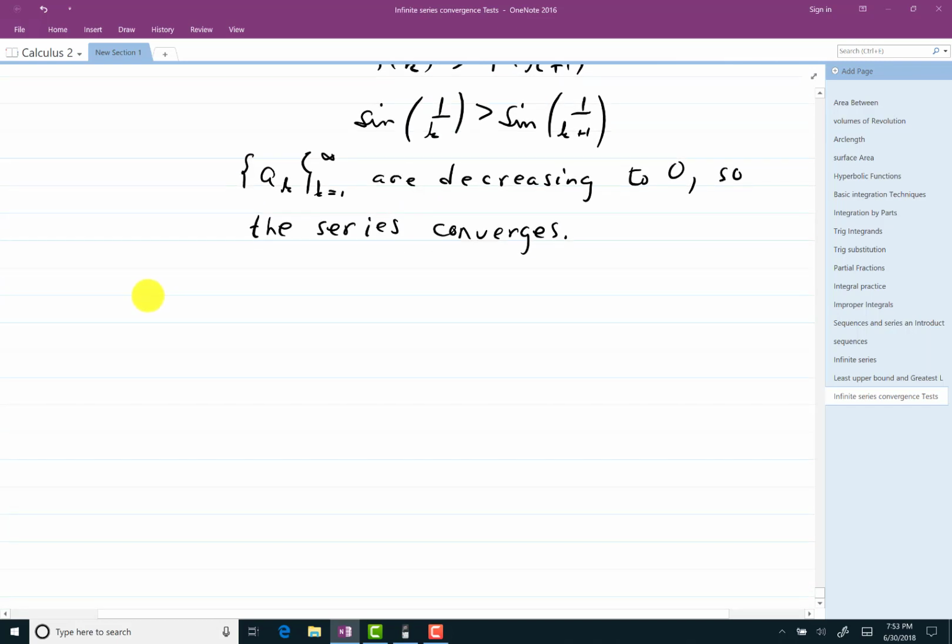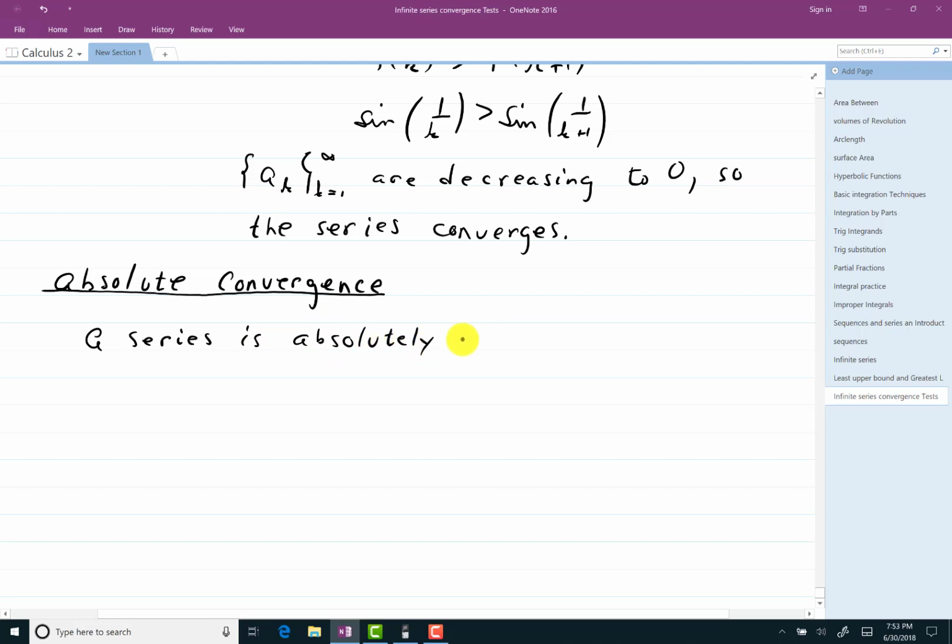Now this brings us to the next notion. That's called absolute convergence. And it just says this: a series is absolutely convergent if the sum k equals 1 to infinity of the absolute value of a sub k converges.